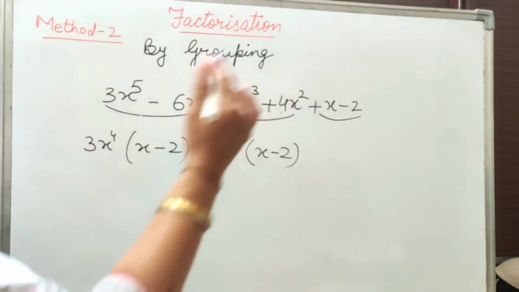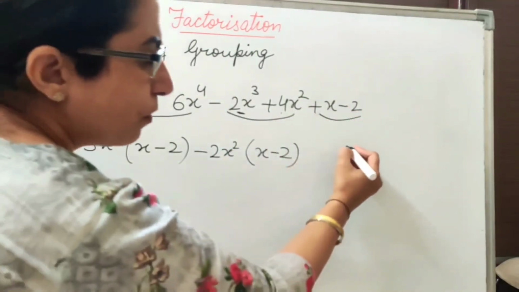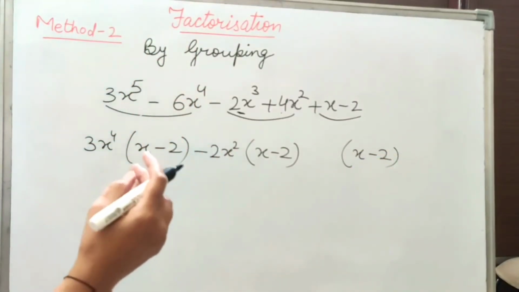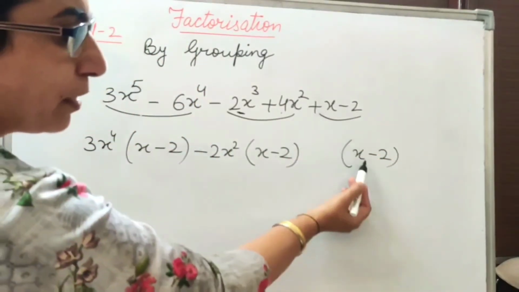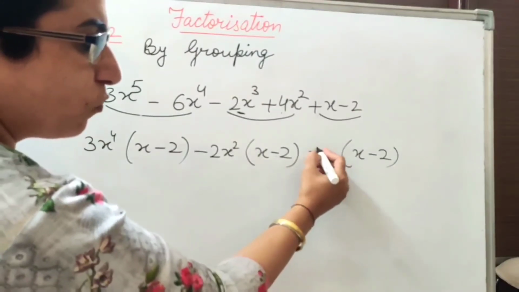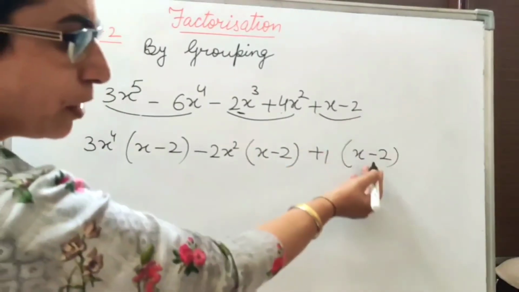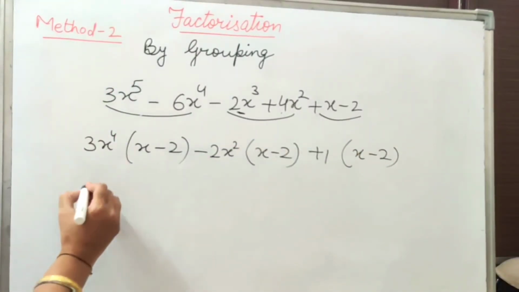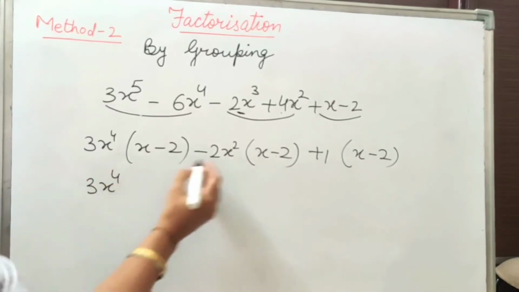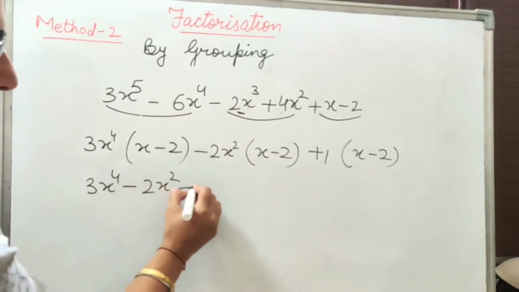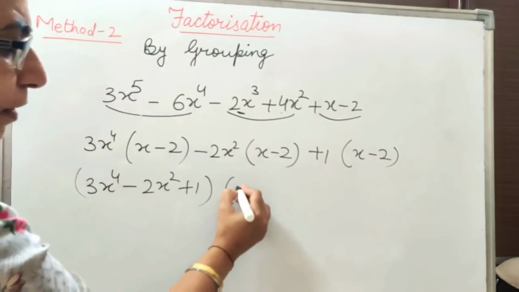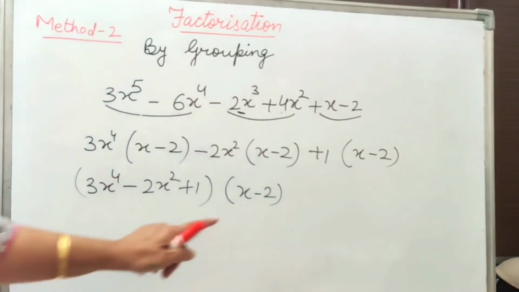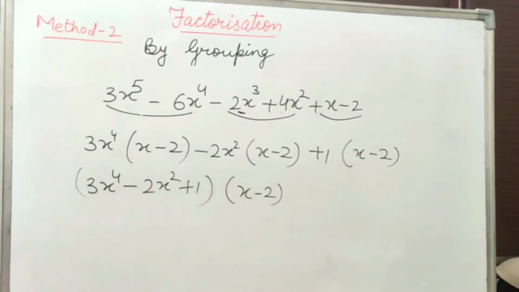So this is done. Let me take the next group. Again I am writing the same quotient, and now I will check what the common factor is. So plus x minus 2, that means plus 1 will be the common factor, because these terms are equal to the quotient. That is why plus 1 is the common factor. Now in one bracket I will write all the common factors, and in the second bracket the common quotient, x minus 2.